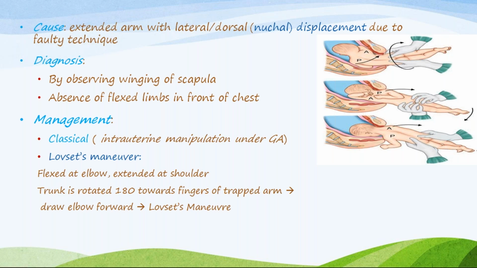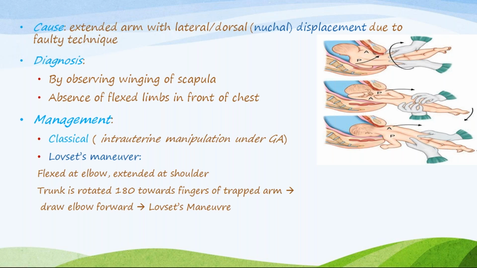So there are three managements. One is classical management, which is intrauterine, and the other is Lovset management. Lovset is from outside; don't put your hand inside. In classical management we put the hand inside. The arm has to be swept, rubbed over the anterior side and brought down. Again the posterior arm is put inside, brought down and out. But if it is nuchal displacement, you have to rotate, the Lovset maneuver.